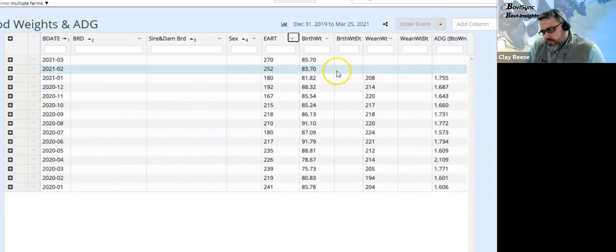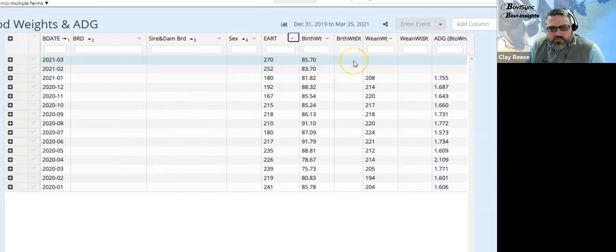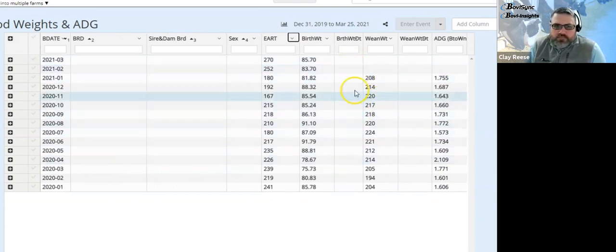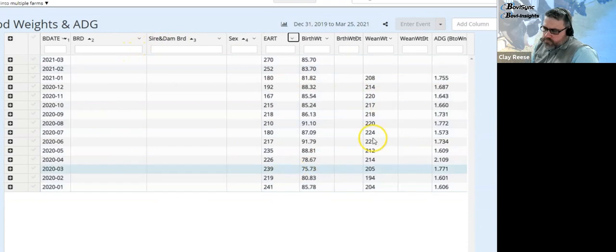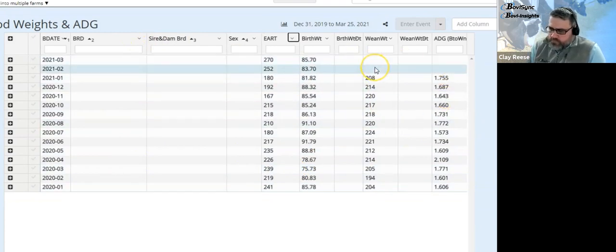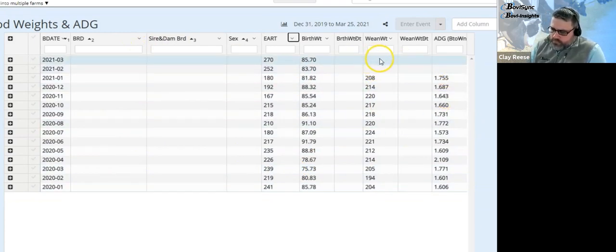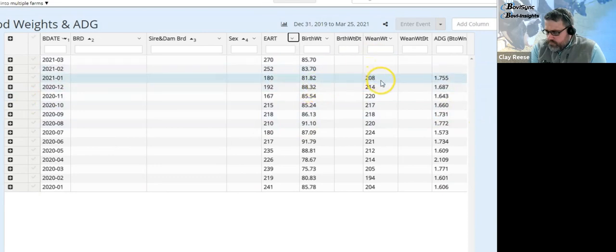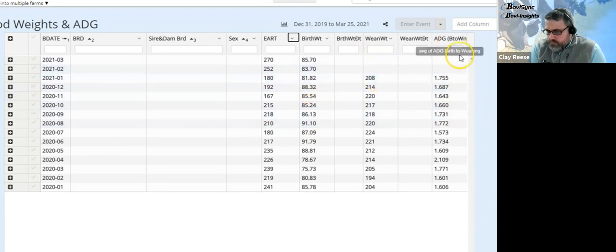Here's another report where we can pull in some of the lesser used items that we have available, but in certain circumstances becomes very useful. So here we're looking at by month for all the animals that are less than 450 days old, and looking at their birth weight, their weaning weight, and then their average daily gain.